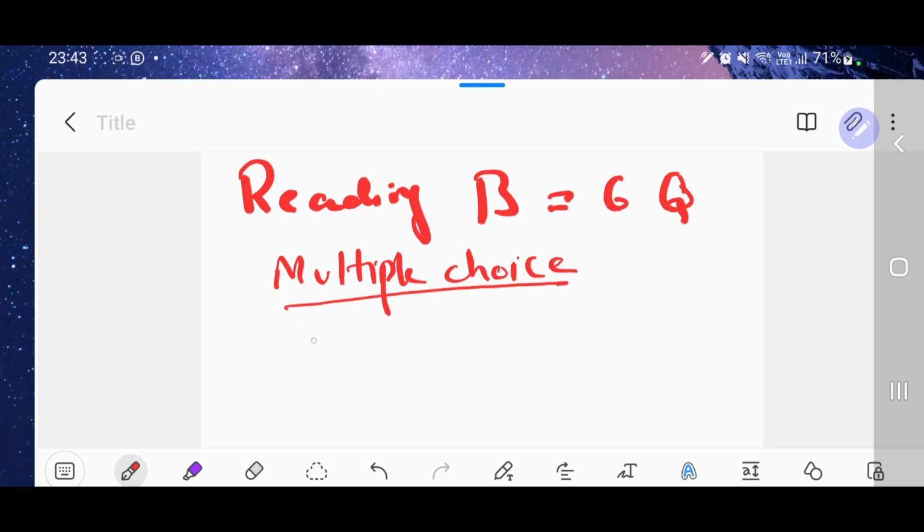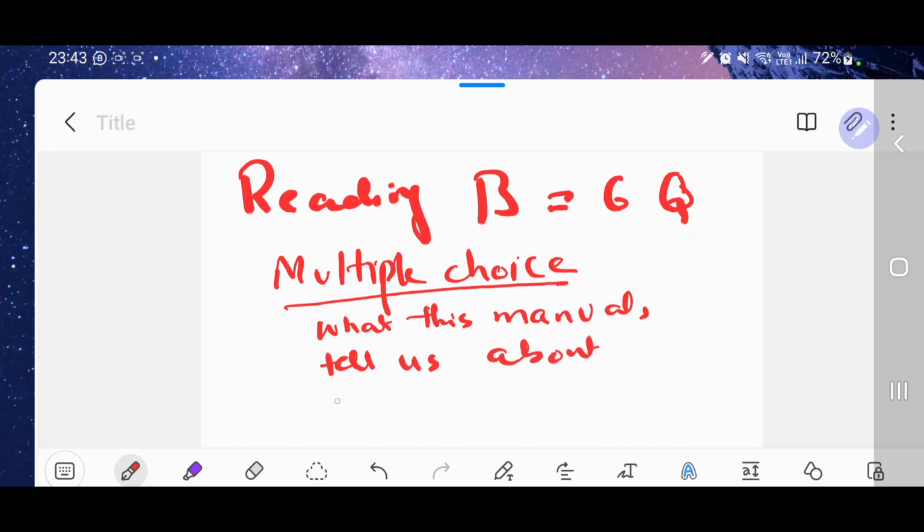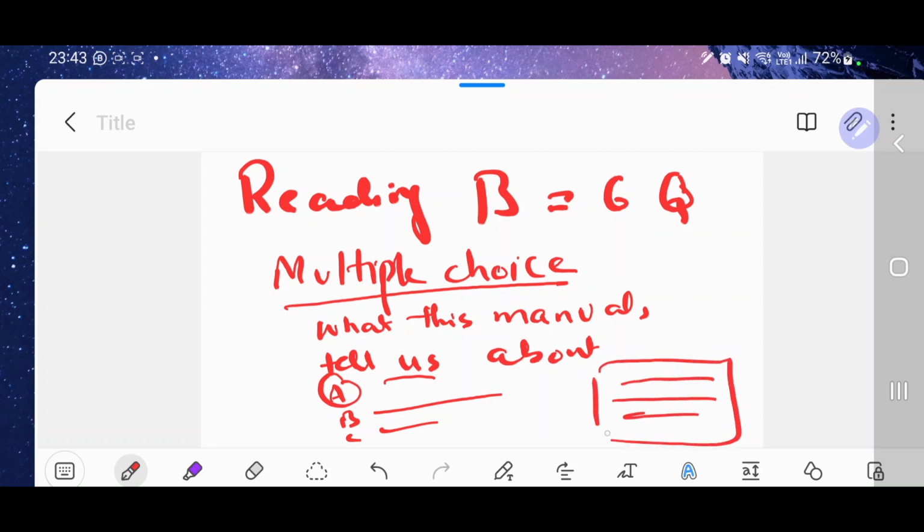First of all, let's say there will be a statement, for example, "What this manual is about." This is the kind of question. Then there are 3 options: A, B, and C. A paragraph will be given to you. You have to read the paragraph and select the best one out. We can see the concept of multiple choice.